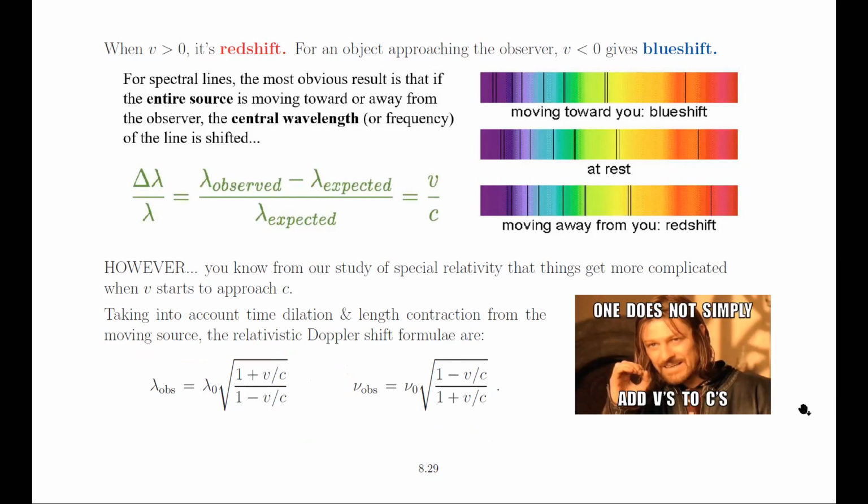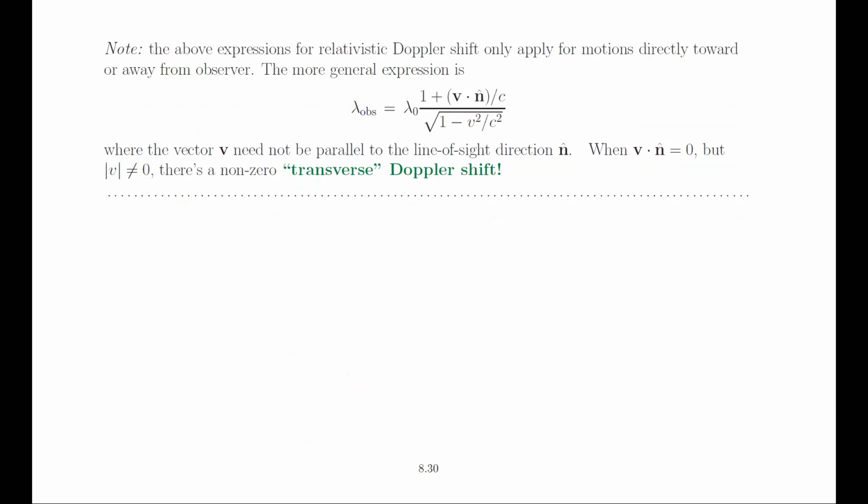Interestingly, those expressions that I just showed were also simplifications, because they only apply for motions parallel to the line of sight. When the motions are in some other direction, the vector v, so let's use this little n hat as something that points along the line of sight direction. If v is parallel to n, then this numerator is just going to be 1 plus v over c, and this will simplify to what I showed on the previous slide. But if v and n are pointed in two different directions, or even 90 degrees to one another, right?